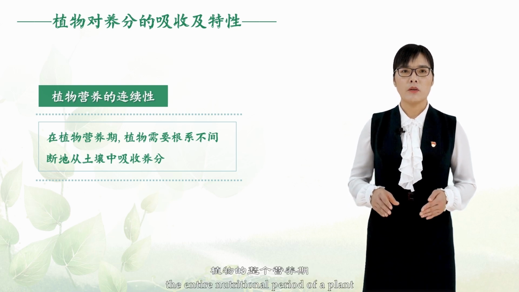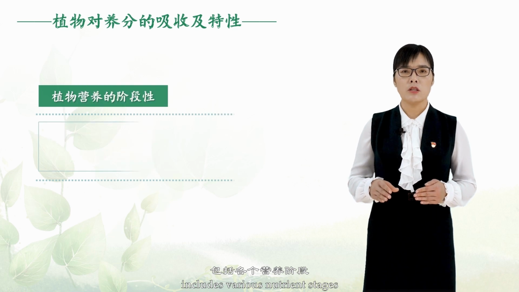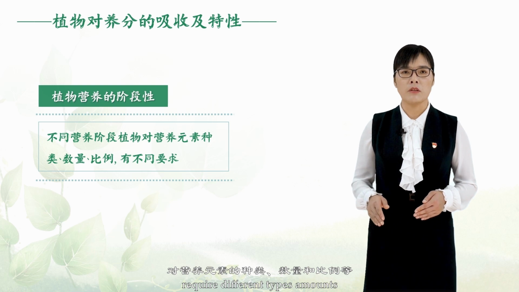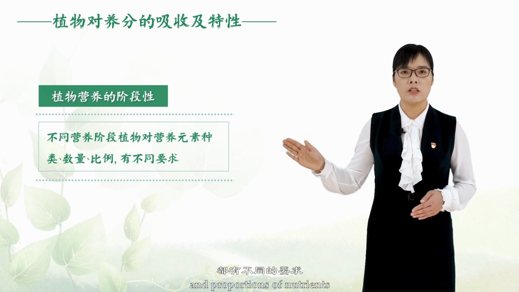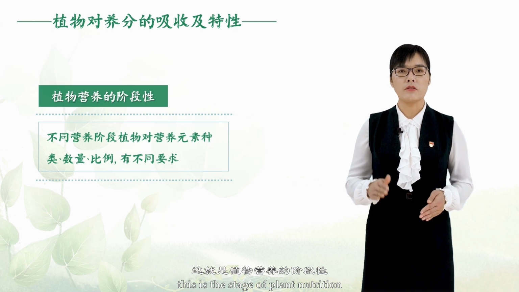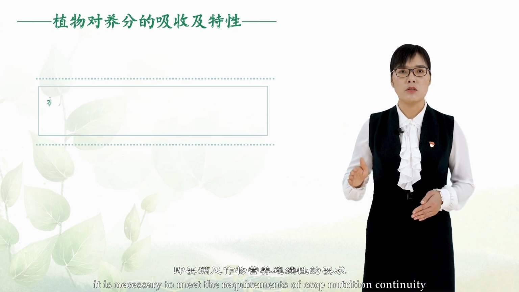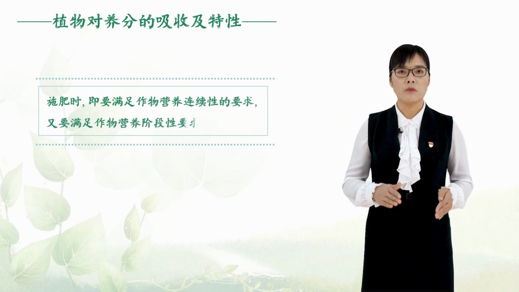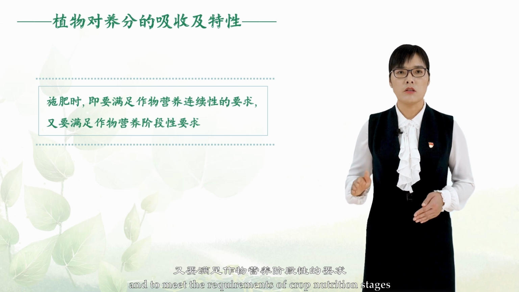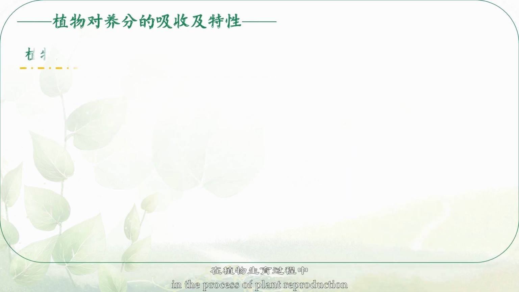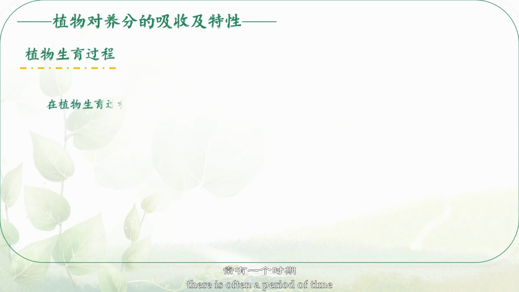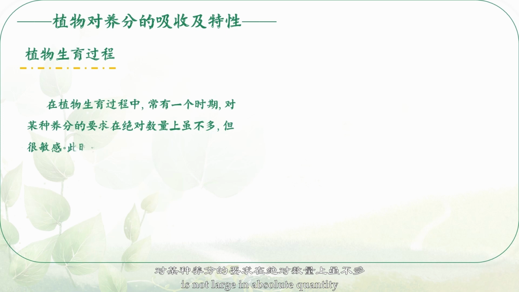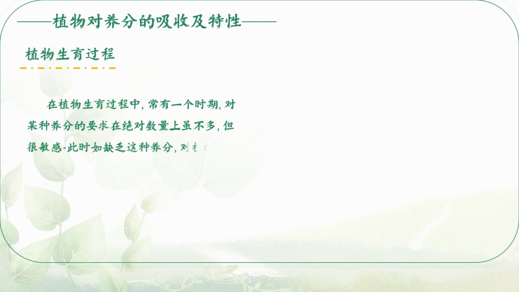The entire nutritional period of a plant includes various nutrient stages. These different nutrient stages require different types, amounts, and proportions of nutrients. This is the stage of plant nutrition. When applying fertilizer, it is necessary to meet the requirements of crop nutrition continuity and of crop nutrition stages. In the process of plant reproduction, there is often a period of time during which the requirement for a certain nutrient is not large in absolute quantity, but the plant is very sensitive at this time.